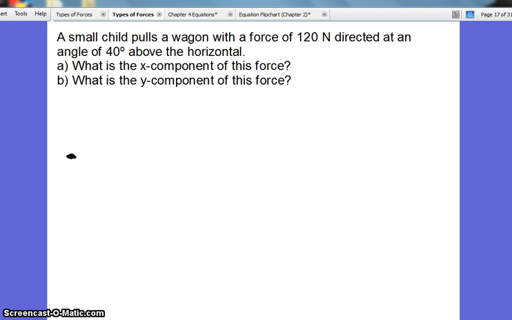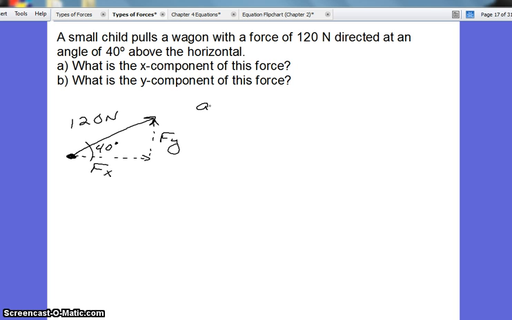Here's our wagon. Again, we just draw a free body diagram. We just have to draw a dot for a picture. And our force is 120 newtons, and it's at an angle with respect to the horizontal. So my dotted line is my horizontal line, 40 degrees. And so we want to find how much force is there in the x direction and how much force is there in the y direction.